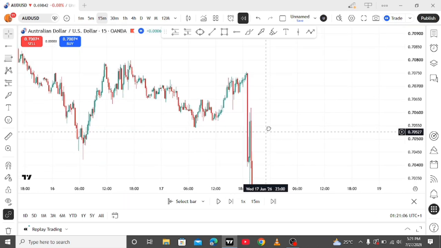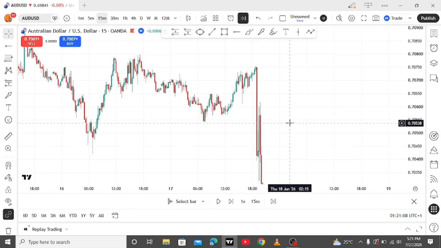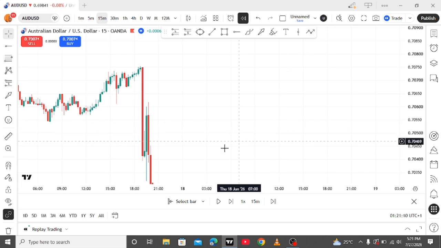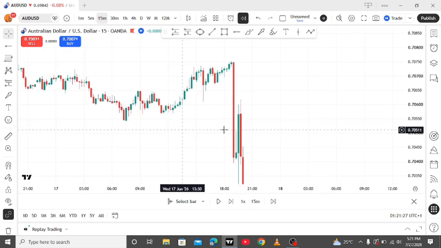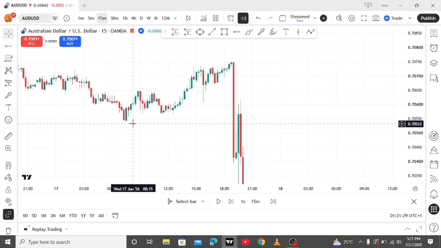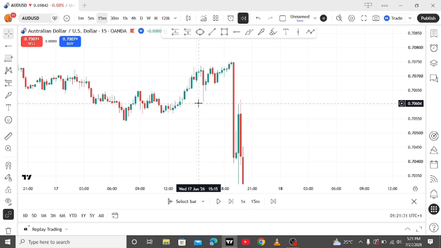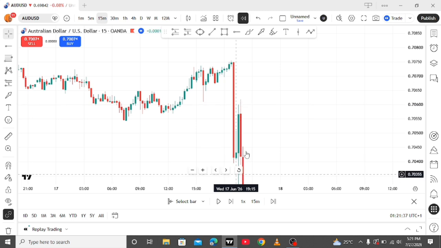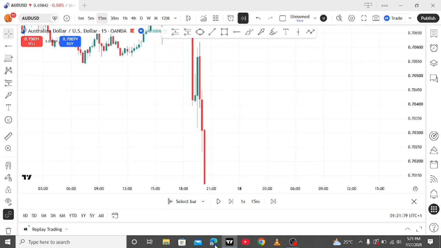Okay, from this point we can see that the market really gave us a sharp move to the downside. Although we missed it, this was really very fast. If we had drawn our trend line and our resistance level here, you see the market really came to our level and then it goes down. But anyways, let's see if we'll get another sell opportunity.